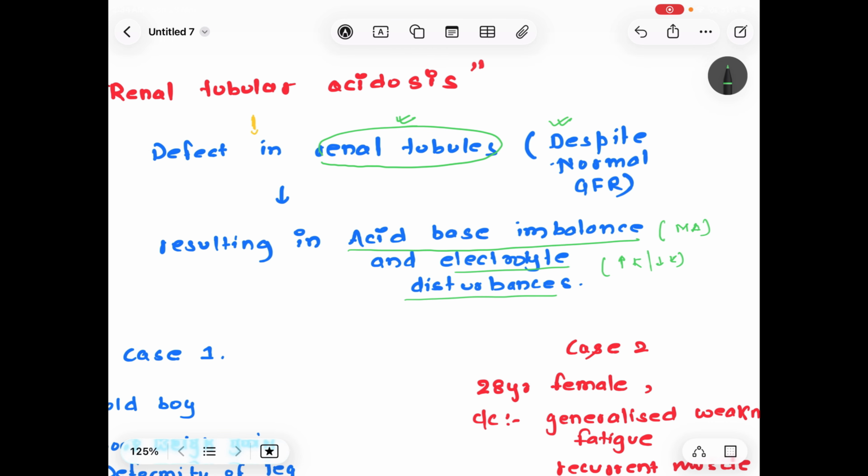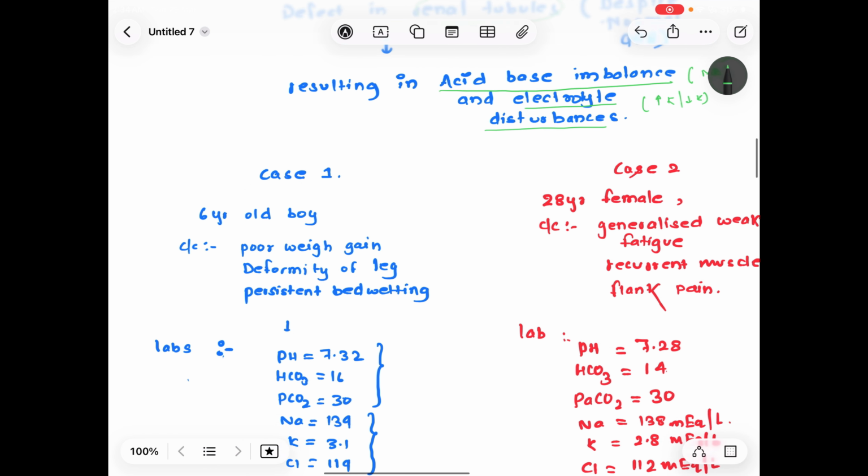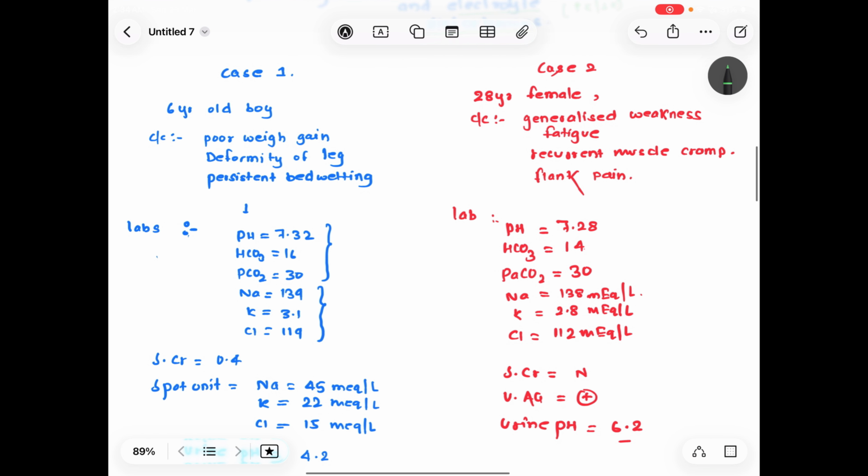So, to make it more practical, we'll start with two real case scenarios. The first case is a 6-year-old boy presented with complaint of poor weight gain, deformity of the leg and persistent bedwetting. Labs show pH slightly on the acidic side, bicarb of 16 on the lower side and PCO2 of 30. So these values are going on the same side. So this is metabolic acidosis.